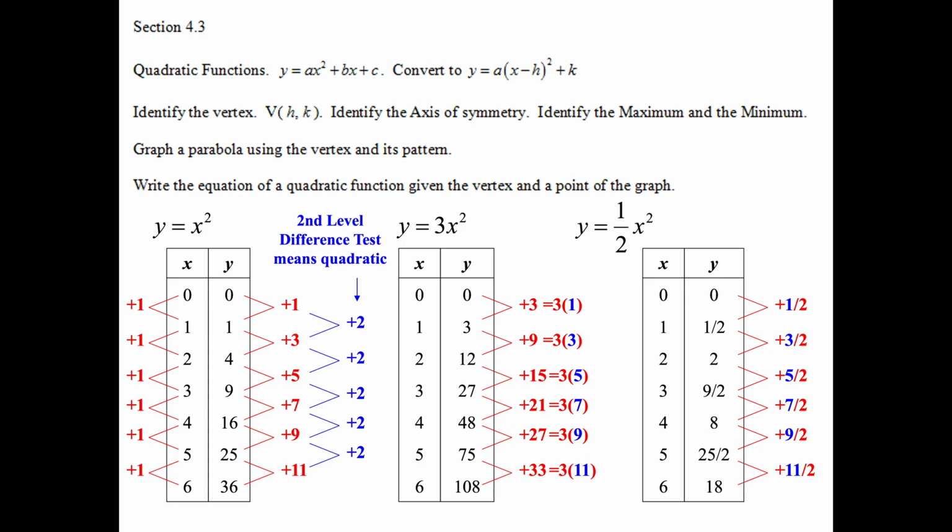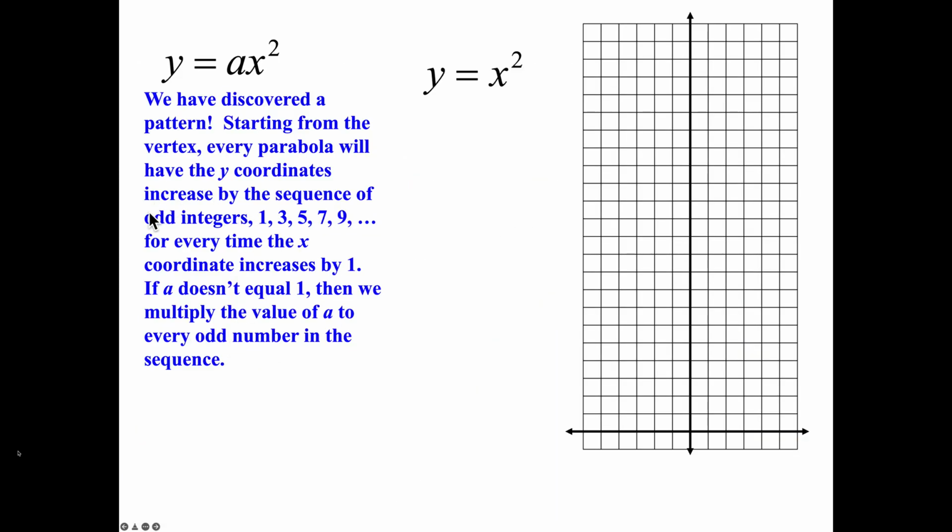Now, you're going, wait a minute, what about the negatives? Don't worry about the negatives. When you square negatives, they become positives. Oh, it's going to be just like working with positive x's. So let's go ahead and graph our y equals x squared. Now that you've discovered this pattern, you're going to start with the vertex. That's like starting with the y-intercept. Then you're going to use your pattern, 1, 3, 5, 7, 9.